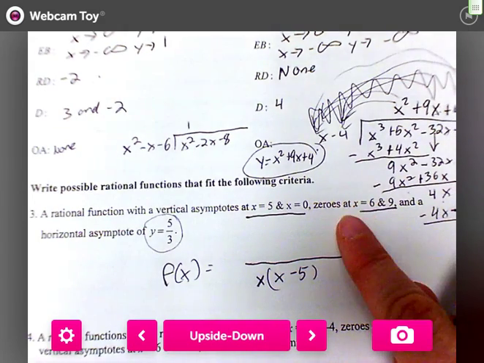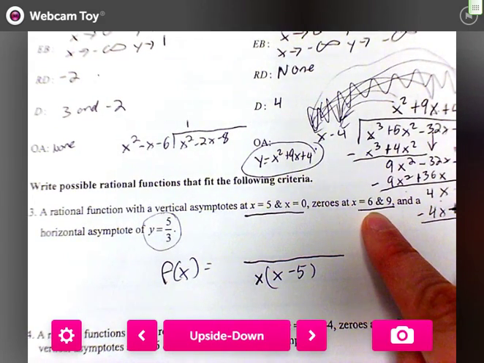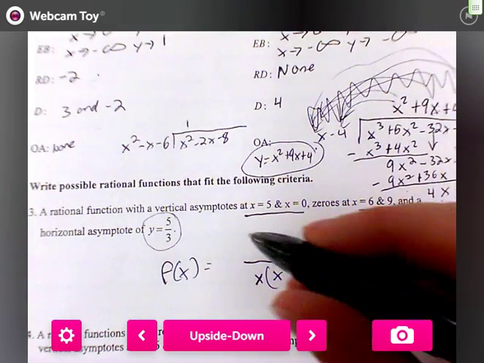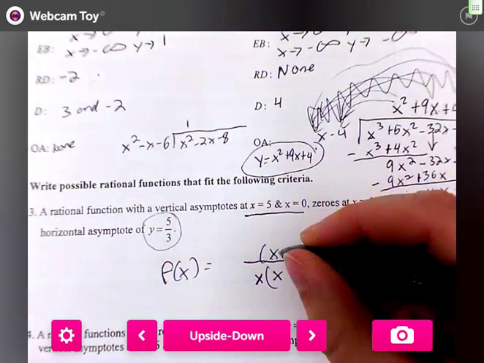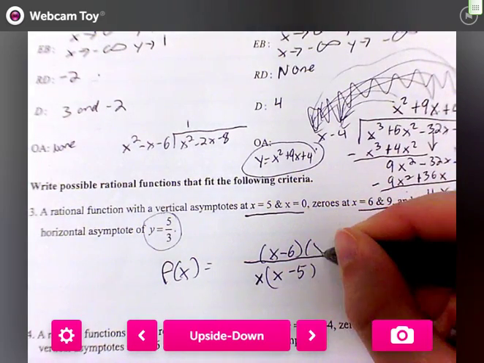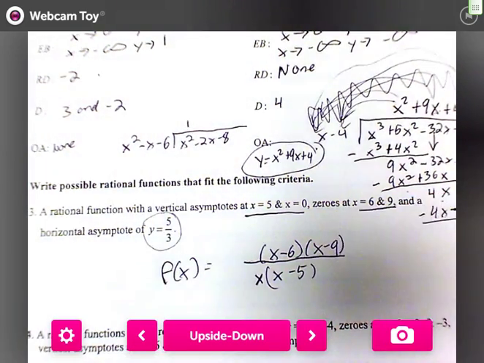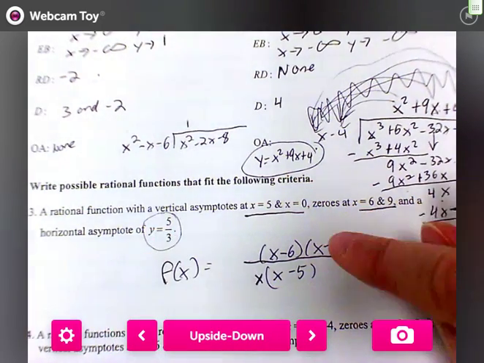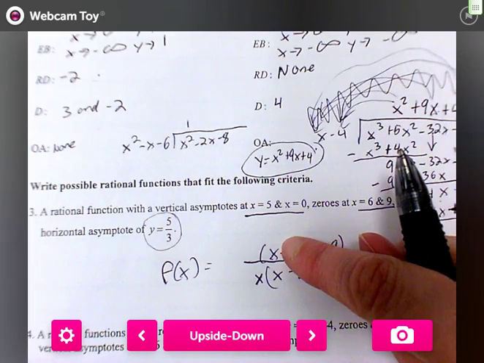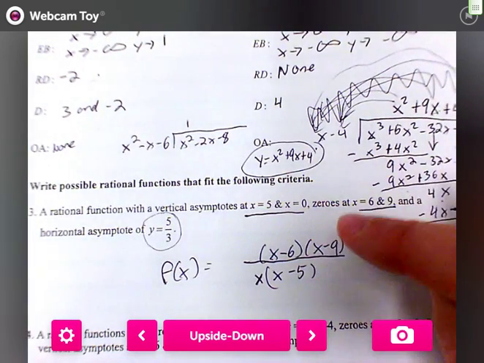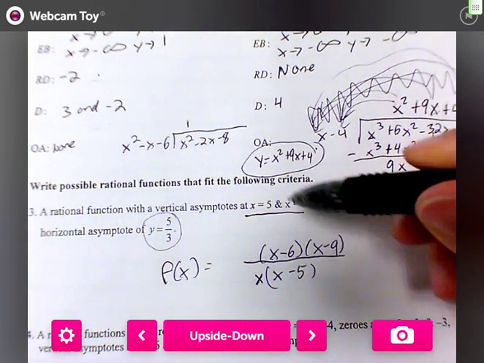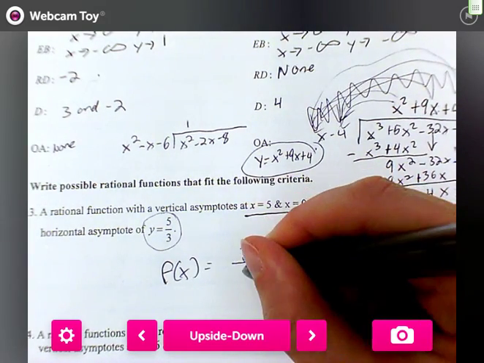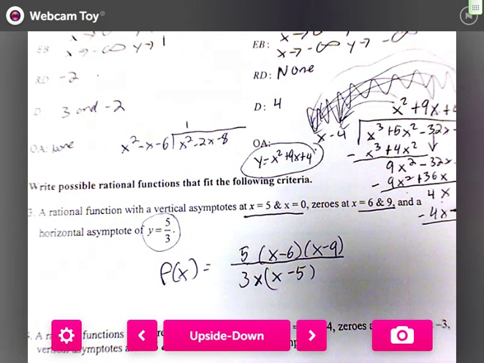Okay, zeros go on where? The top or the bottom, or what are they? Top. So remember, they're the opposite. X minus 6, x minus 9. Okay, and it says it has a horizontal asymptote of 5/3. That must mean that it has the same number of x's on the top and the bottom. Is that true? Do they have the same number of x's? X and x, x, x. You know, the same number of exponents? Okay, then we just put the 5/3 in front. And we're done. That's our answer.